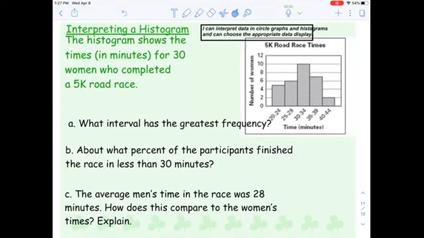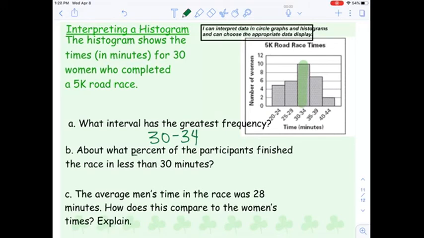Okay, just a couple more examples. This is interpreting a histogram again. Letter A says, what interval has the greatest frequency? So the one that goes the highest. So the interval is 30 to 34. Letter B says, about what percent of the participants finished in less than 30 minutes?